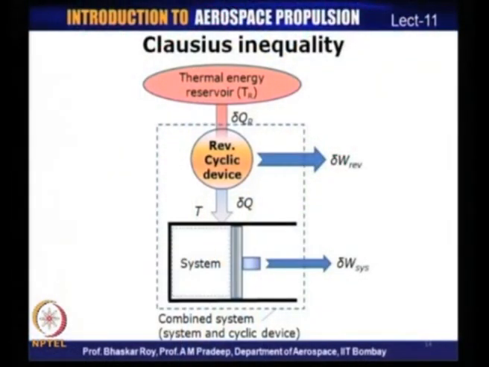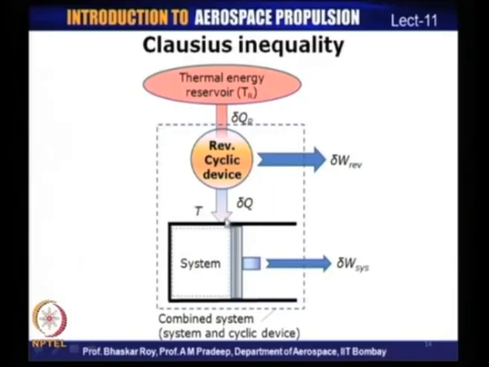Now, to define or understand the Clausius inequality, let us take a look at a system which is receiving heat from a cyclic device, a reversible cyclic device, which in turn is receiving heat from a thermal energy reservoir. So, here we have a thermal energy reservoir which is at a temperature of T r, which is transferring heat to the reversible cyclic device at delta Q r. The system which we are looking at is receiving heat from the reversible cyclic device at delta Q, and the system is at a temperature of T.